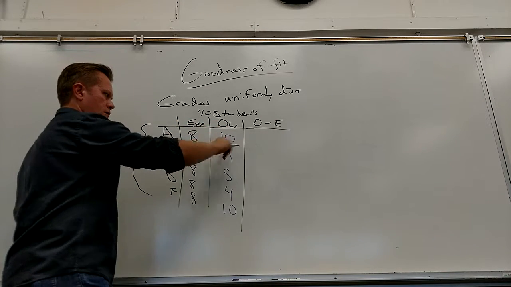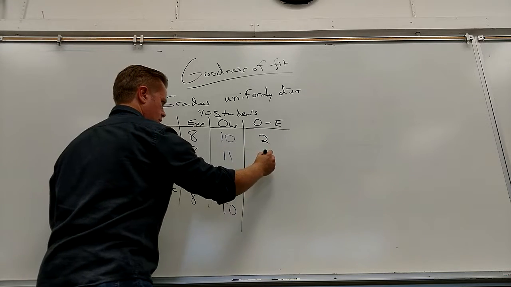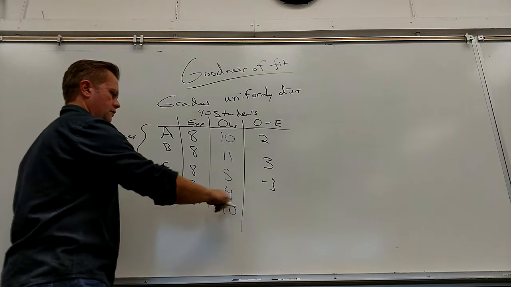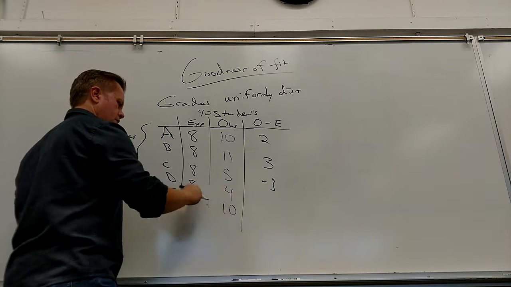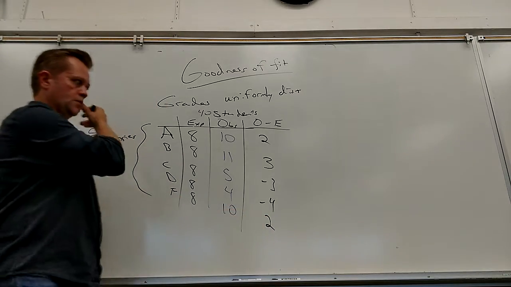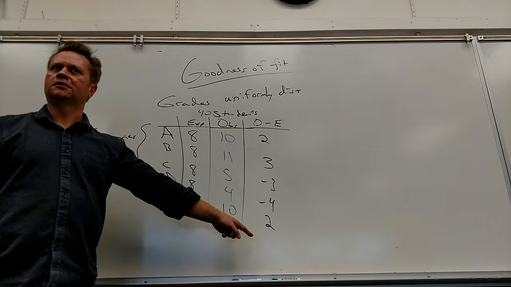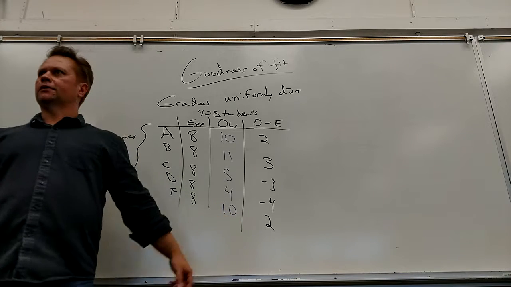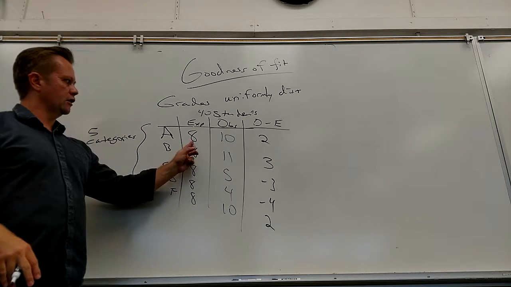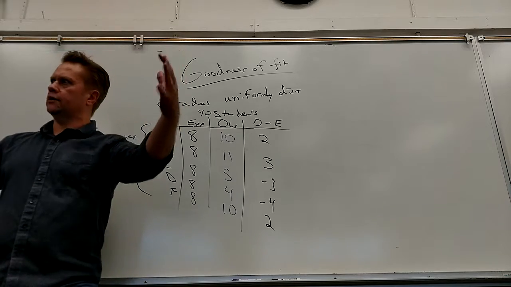This would be 2, 3, negative 3, negative 4, 2. I like it. And notice what these add up to be. 0. I like it. That makes sense because as many as are above this, there have to be an equal amount of values below that. And overall, it's got to come out to be 0.